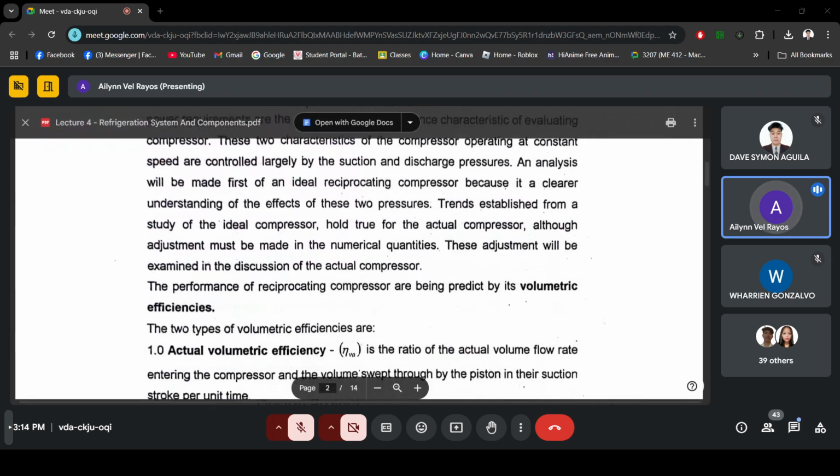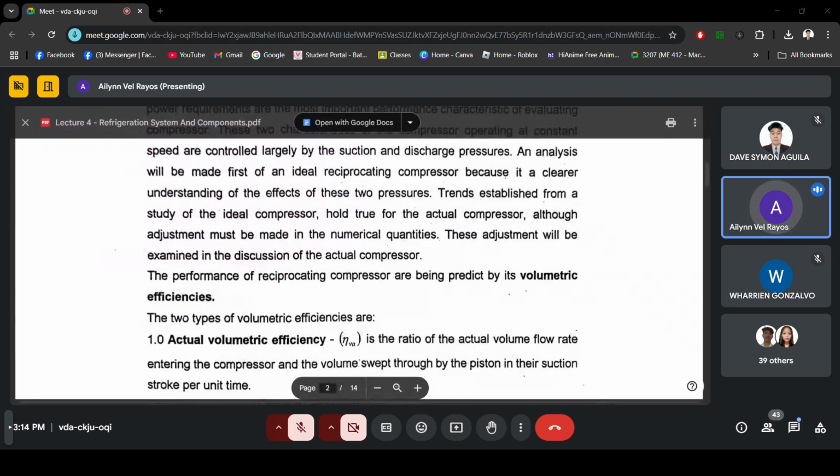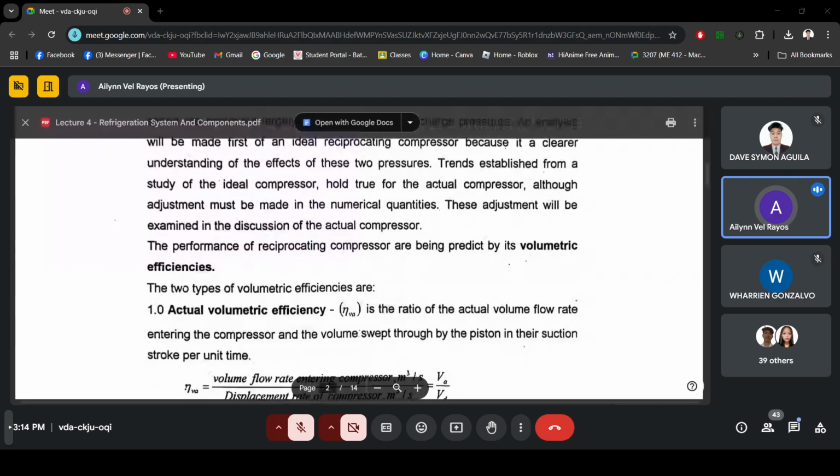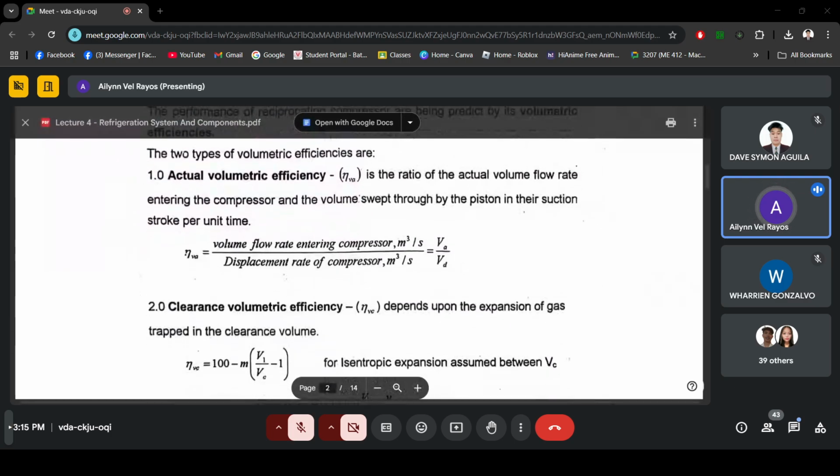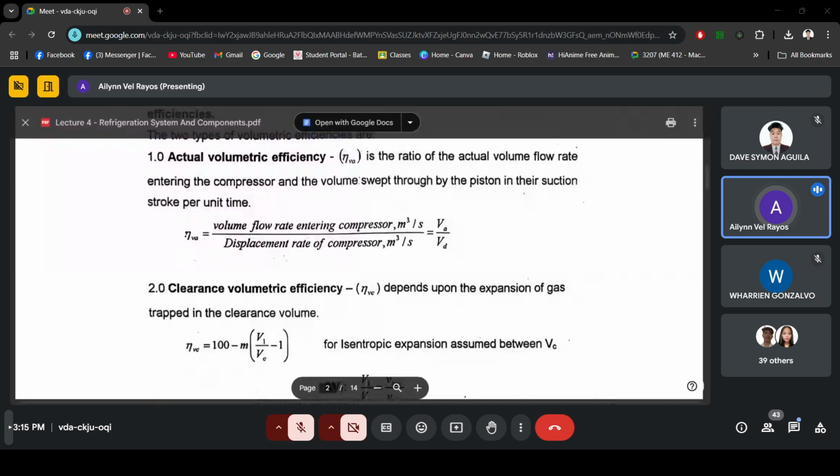The performance of the reciprocating compressor is predicted by its volumetric efficiency. The two types of volumetric efficiency are the actual volumetric efficiency and the clearance volumetric efficiency. The actual volumetric efficiency is the ratio of the actual volume flow rate entering the compressor and the volume swept through by the piston in the suction stroke per unit of time.